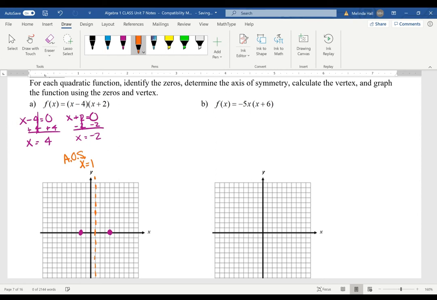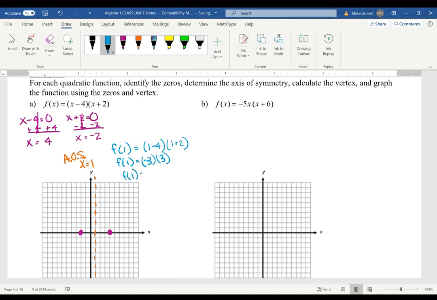So then to calculate the vertex, this is where it's kind of nice when you can just count out the axis of symmetry, because then what you can do is just plug in your 1 for x up here. So we would say f of 1 equals 1 minus 4 times 1 plus 2. Even though it's in algebra, it's still as simple as doing 1 minus 4, which is negative 3, times 1 plus 2, which is positive 3.